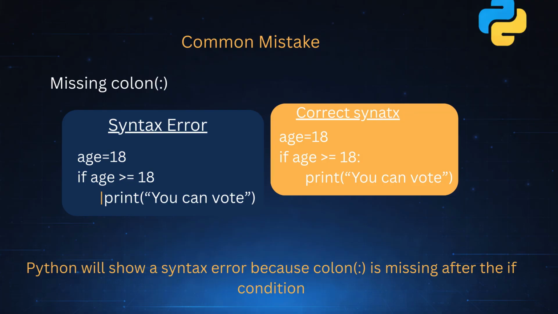Because of this mistake, Python will show a syntax error. The correct code should be, if age greater than equals 18, with a colon. Always remember to add a colon after the condition.